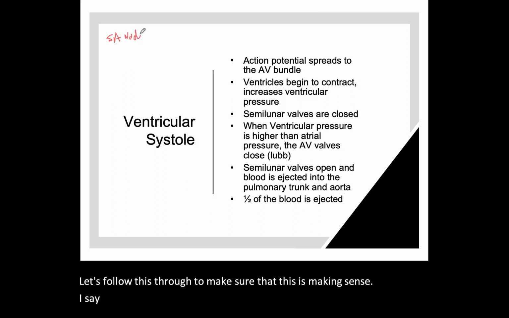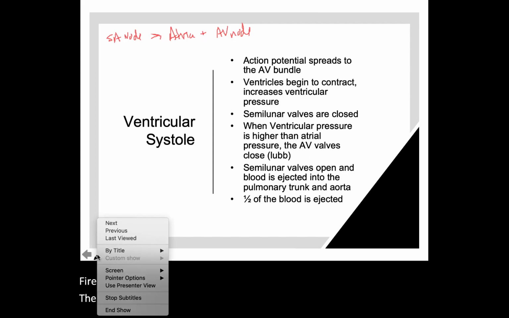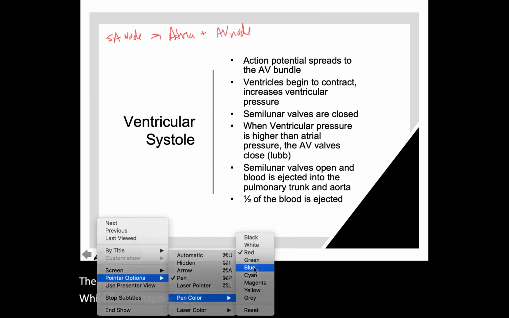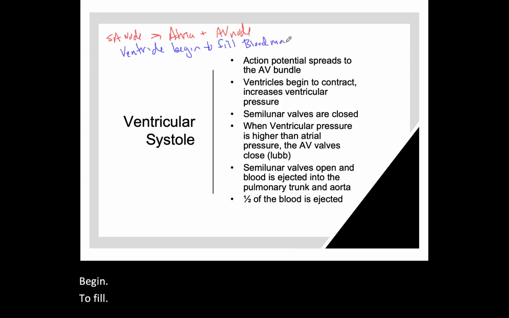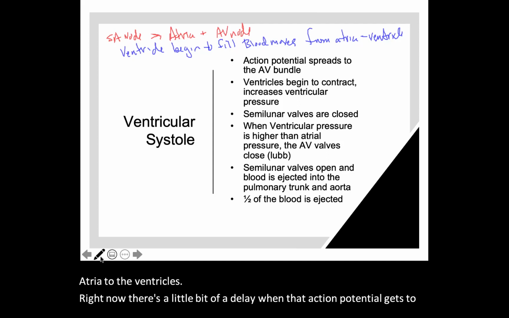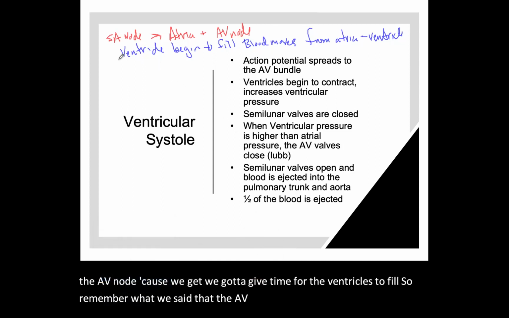SA node fires to the atria and the AV node. Right? While that is happening, ventricles begin to fill. Blood moves from atria to the ventricles. Right? Now, there's a little bit of a delay when that action potential gets to the AV node, because again, we got to give time for the ventricles to fill. So remember what we said, that the AV nodes fire slower than the SA node.